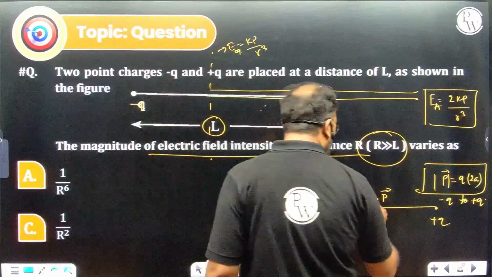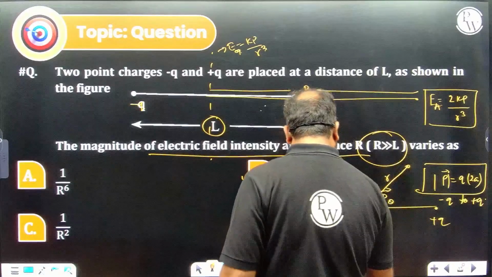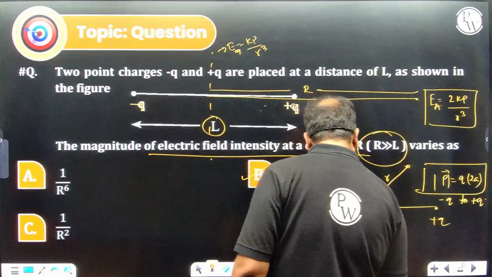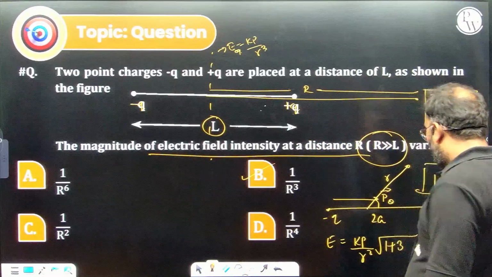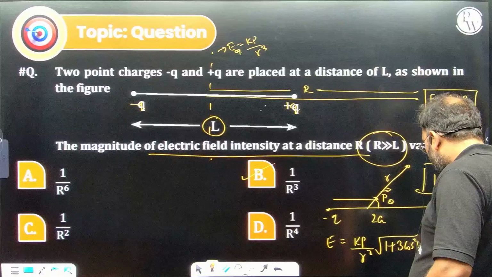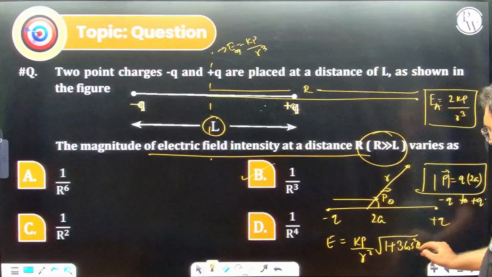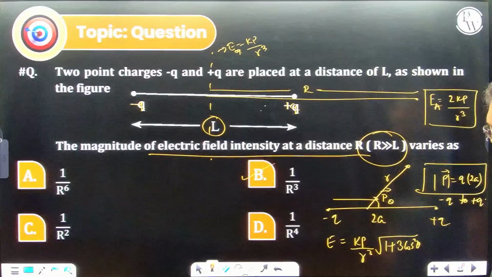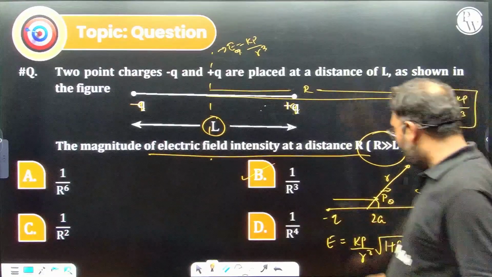If you have to write down the electric field at some general point at angle theta, with distance r, the electric field at this point will be written as kp by r cube times the square root of 1 plus 3 cos square theta. In case of an axial point, theta becomes 0, this becomes 1 plus 3, which is 4, so it becomes 2kp by r cube. In case of an equatorial point, theta becomes 90, this term becomes 0, and this is correct. So this is the correct expression.